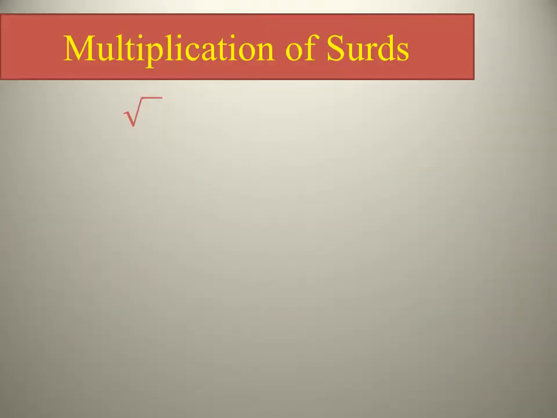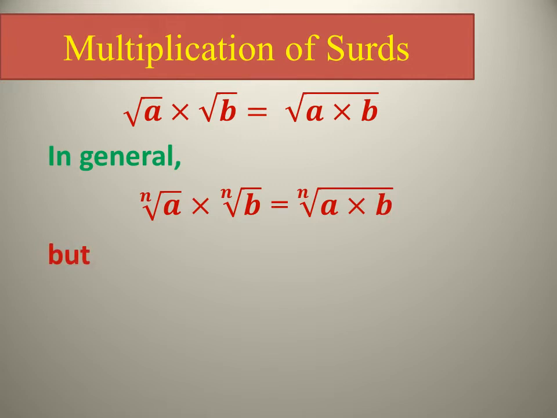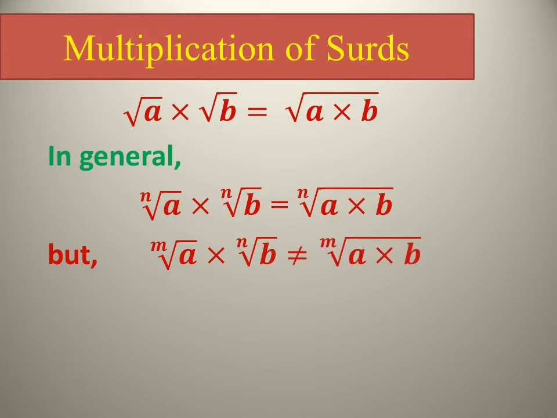Multiplication of surds. Root a times root b is equal to the root of a times b. In general, the nth root of a times the nth root of b is equal to the nth root of a times b. But the mth root of a times the nth root of b is not equal to the mth root of a times b, and not equal to the nth root of a times b, because m is not equal to n.